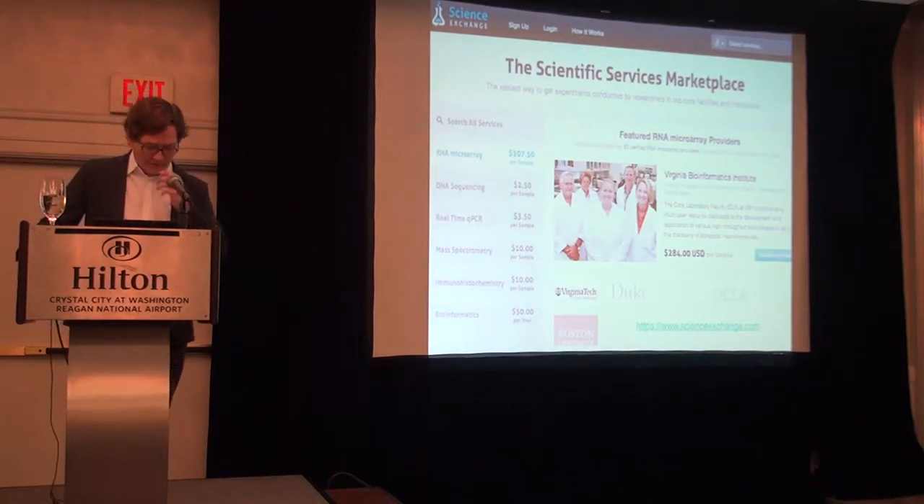And if you look at this, microarray, I started a company based on microarrays about 15 years ago. It's insane that they're $100 per sample. DNA sequencing, $2.50 per sample.